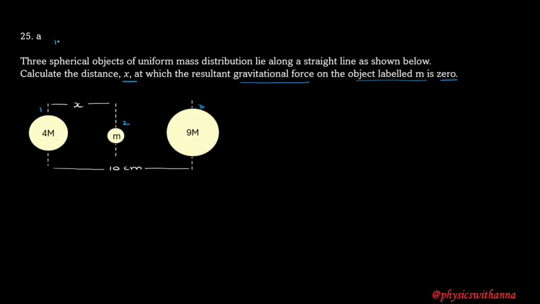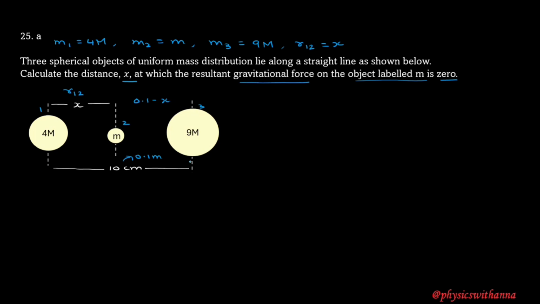Mass of object 1, which we will call M1, is 4M. For object 2, M2 is m. For object 3, M3 is 9 times capital M. The distance between object 1 and 2, which we will call R12, is x. Distance between object 1 and 3 is 10 centimeter, which you can write as 0.1 meter. And the distance between 2 and 3 will be 0.1 minus x.